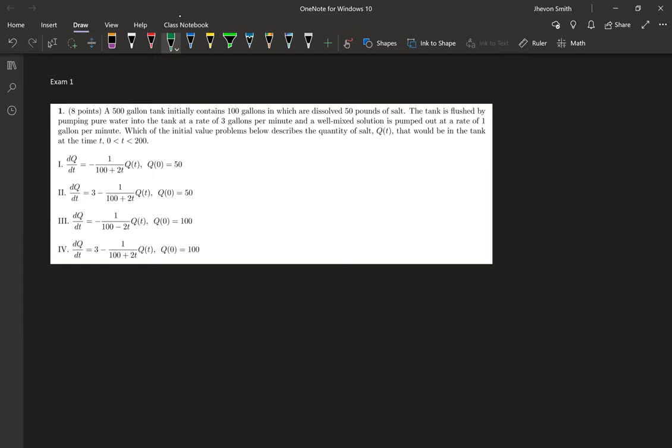So we have a 500 gallon tank capacity. Initially it has 100 gallons in which are dissolved 50 pounds of salt. So we know that V0 is 100. We know that Q of 0 is 50, just by that sentence. The tank is flushed by pumping in pure water, which means C in is equal to 0. And R in is not going to matter, but that is 3. The well-stirred solution is pumped out at a rate of 1. So we have R out.